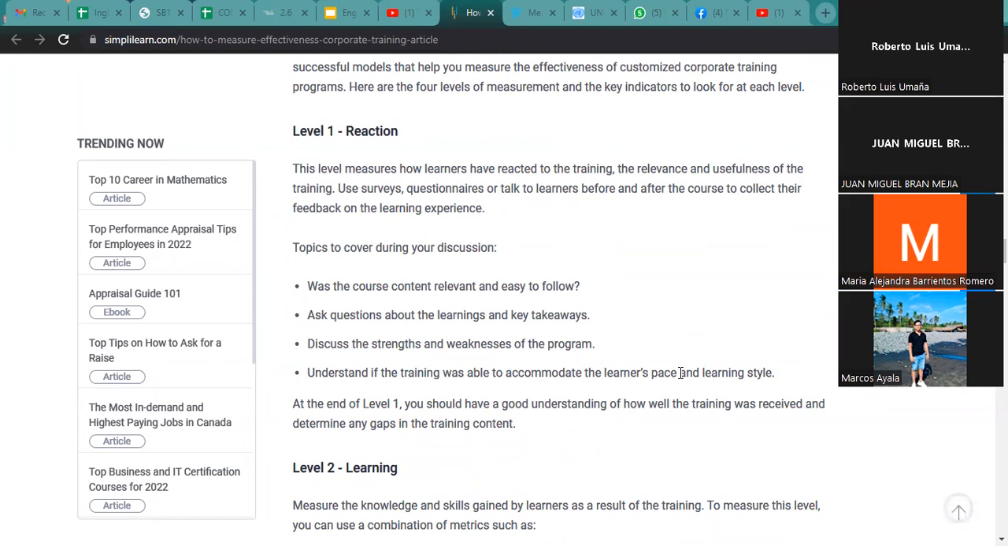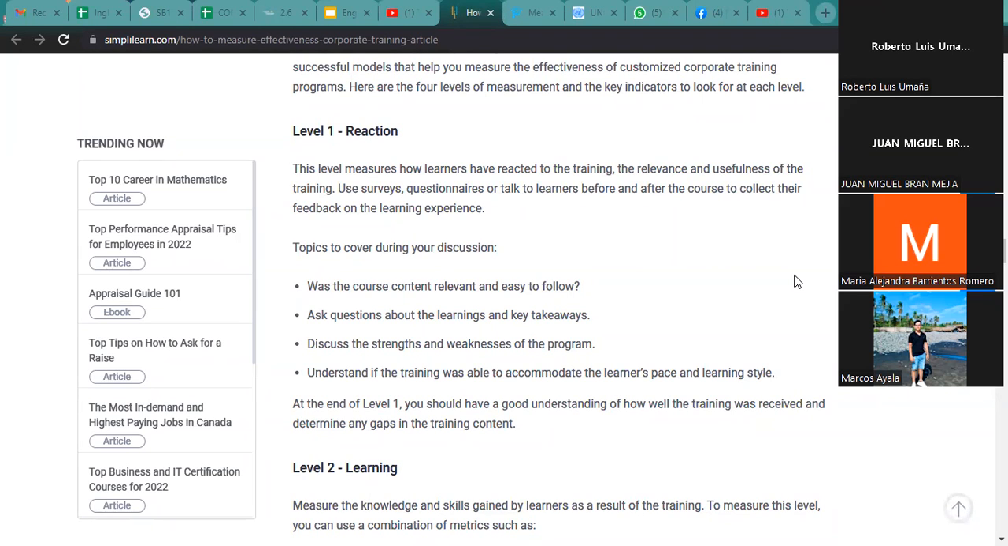Please continue with level one. Okay. Level one, reaction. This level measures how learners have reacted to the training, the relevance and usefulness of the training. User-based questionnaires are given to learners before and after the course to collect their feedback on their learning experience. Topics to cover during your discussion.